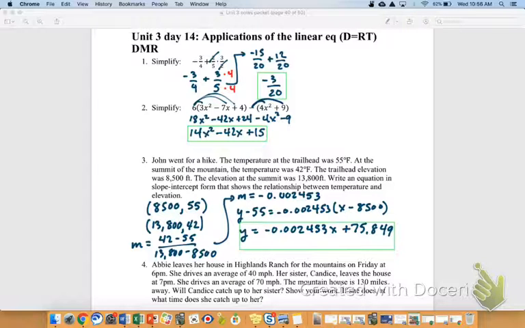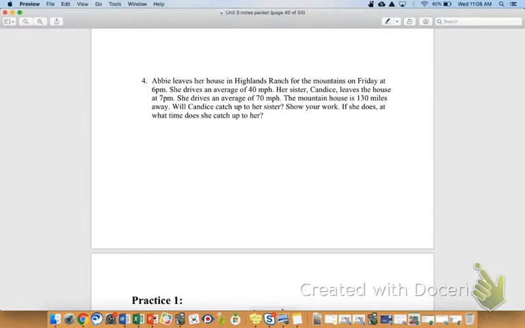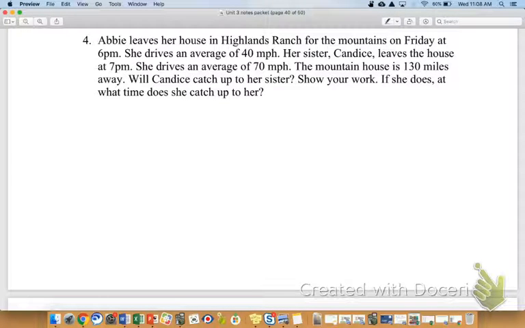Okay, well then let's take a brief look at number 4. Remember, my goal for you today for number 4 was just that you would read it as a story and see if you could draw a picture. So let me give you an example of what a picture might have looked like. And I don't know what level of detail you got to, but it says that Abby leaves her house in Highlands Ranch for the mountains. Her sister Candace leaves, assuming the same house, at 7 p.m. They're driving at various rates. The mountain house is off in the distance somewhere. Will Candace catch up to her sister? Show your work, blah, blah, blah. We just want to draw a picture.